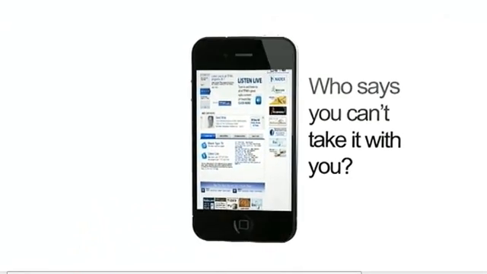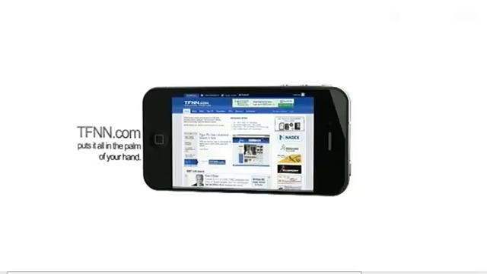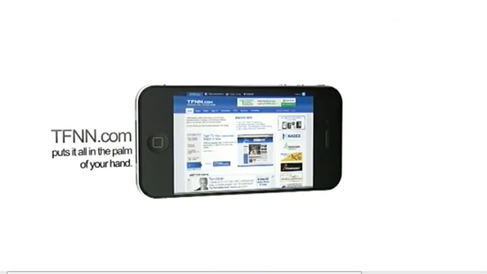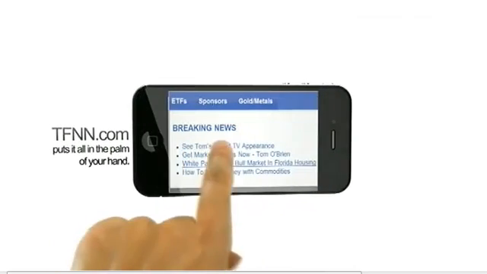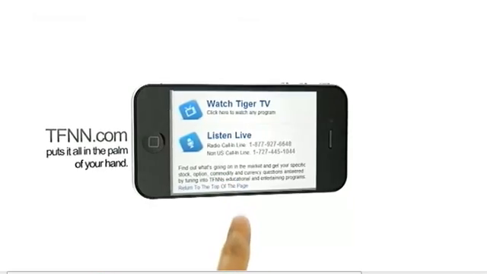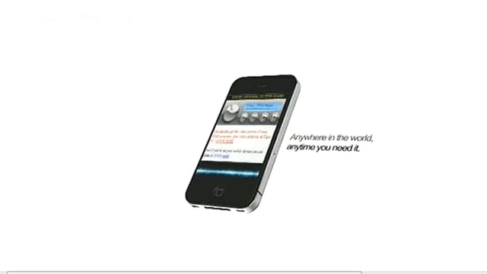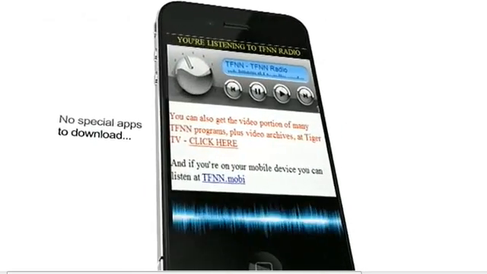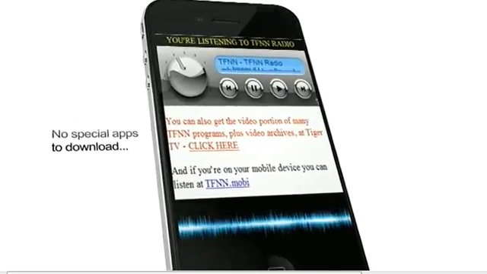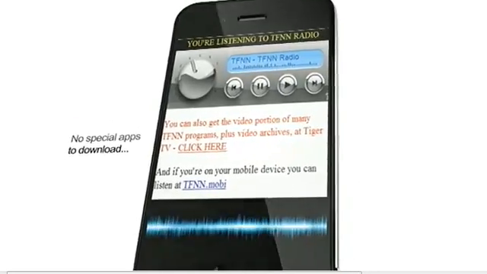Who says you can't take it with you? TFNN says you can. With your mobile device and TFNN's live radio streams, TFNN has put it all in the palm of your hands. No special apps to download. No subscription fees for live radio or Tiger TV streams.